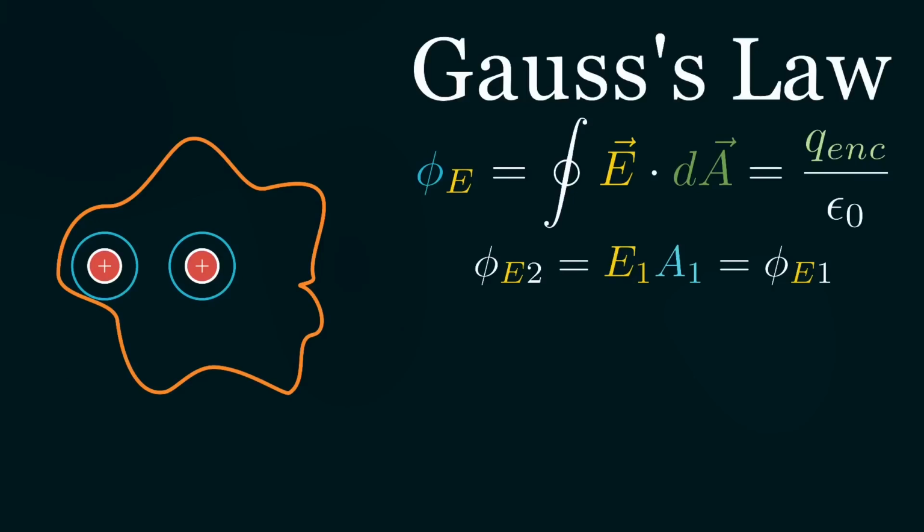And so now we have Gauss's law. The electric flux through some closed surface around some charges is equal to the charge enclosed by the surface divided by some constant. And now we can calculate the electric field much more easily. So let's look at an example.